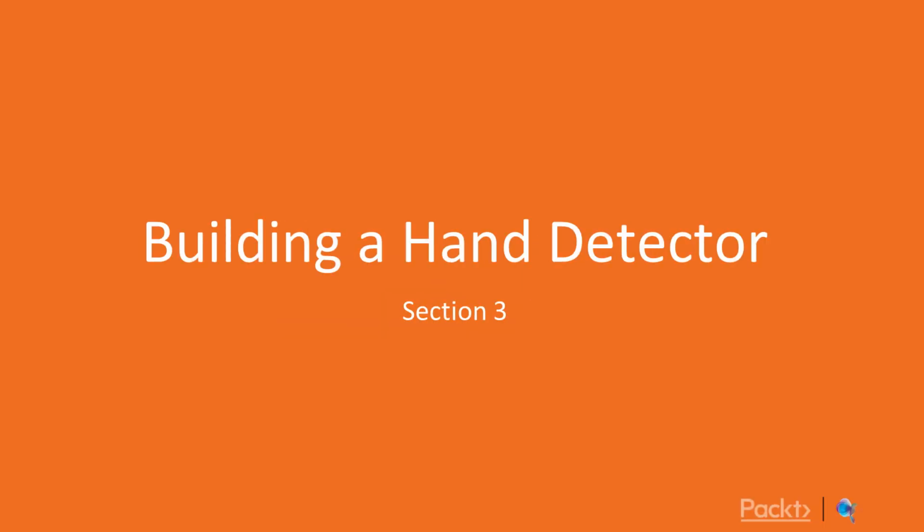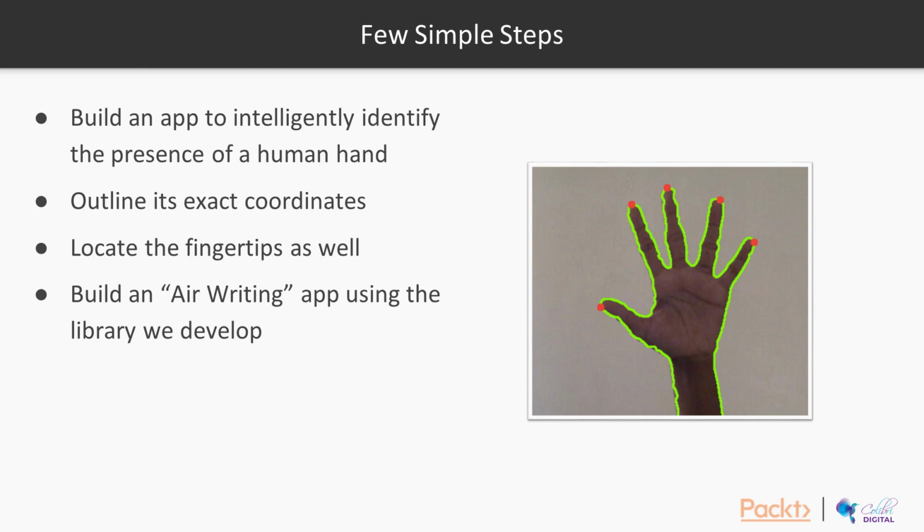Welcome to the third section of this course, in which we will dig deeper into OpenCV and use computer vision to build our own hand detector application. This app will be able to detect the presence of a human hand and outline its boundary as well, as shown in the picture. It will also be able to highlight the locations of the fingertips as well.